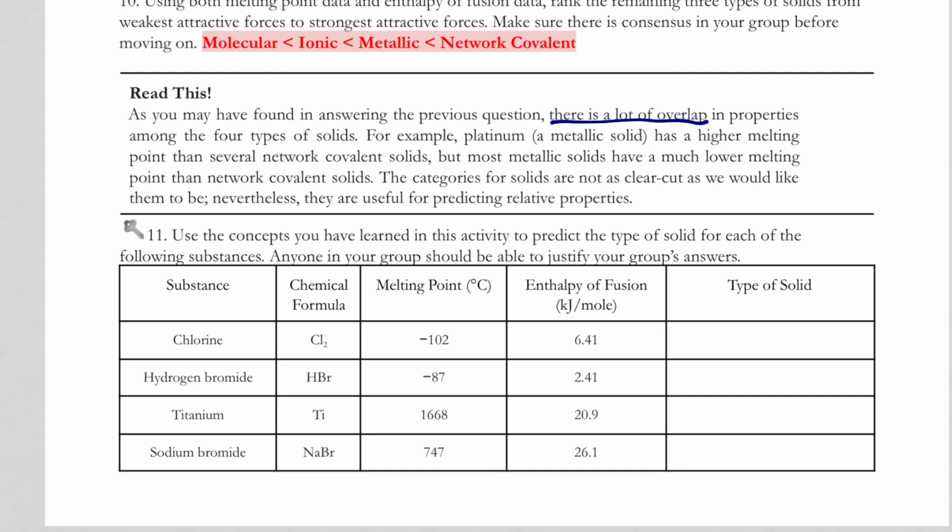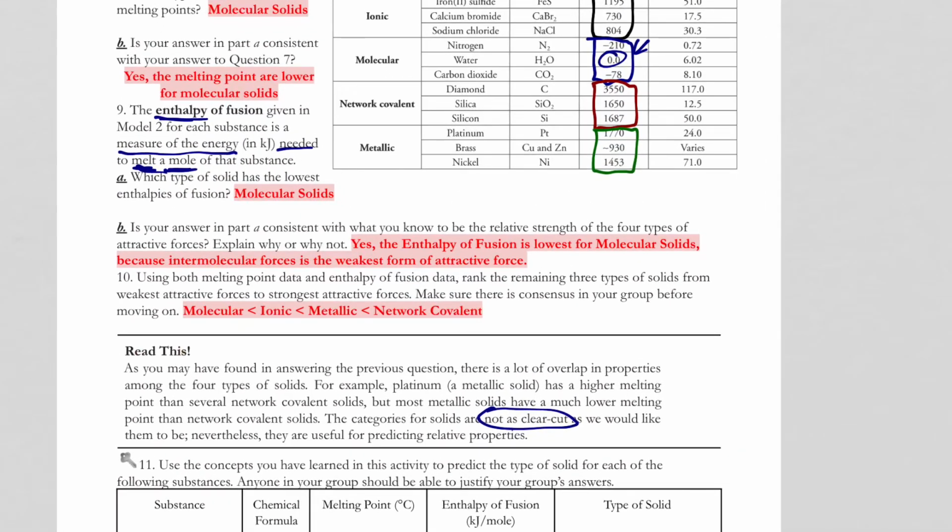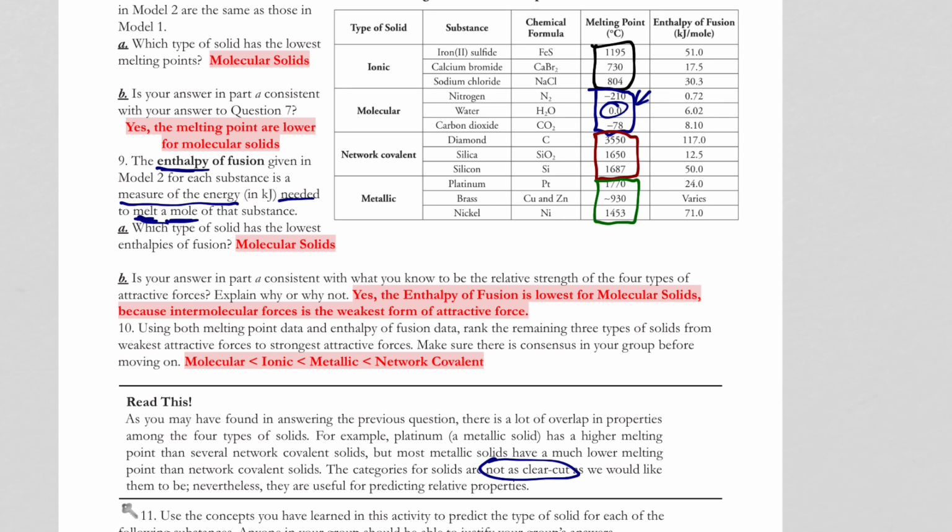There is a lot of overlap in properties among the 4 types of solids. For example, platinum has a higher melting point than several network covalent solids, but most metallic solids have a much lower melting point. So these are not as clear-cut as we would like them to be. They are just more or less a guiding suggestion. Most of them should behave in a certain way.